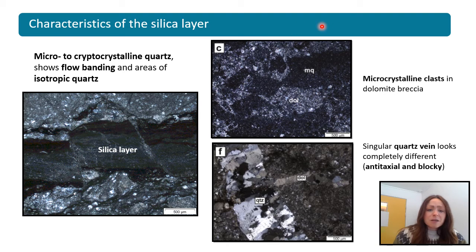We also find occasional clasts of microcrystalline quartz in the dolomite breccia, suggesting that previous silica layers may have existed. And the layer has a very different microstructure to the only quartz vein that we found in the area, which I'm showing here. And that quartz vein is much coarser grained. It has an antitaxial and blocky texture.